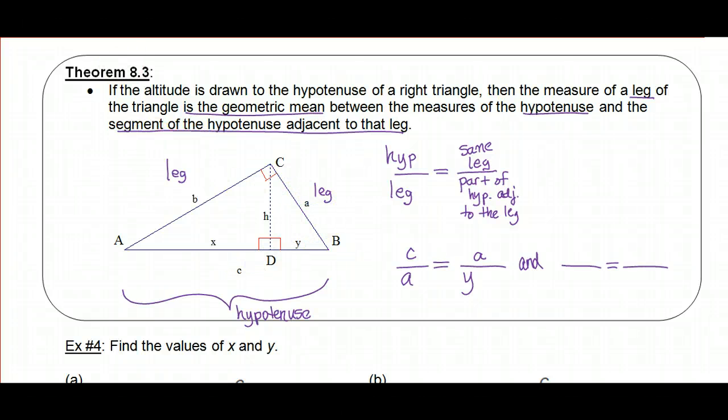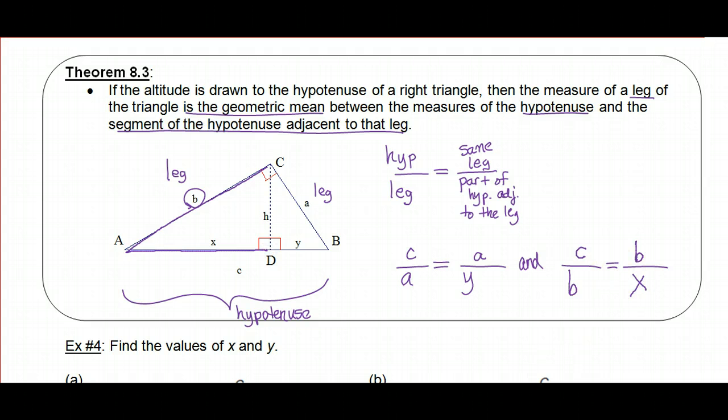Okay, I'm going to look at the other one now. So now I'm looking at B. So B would go here and here. Well, the hypotenuse is still C, so I'm going to keep that here. And then if I look at side B, so here's B. The segment adjacent to that would be X.